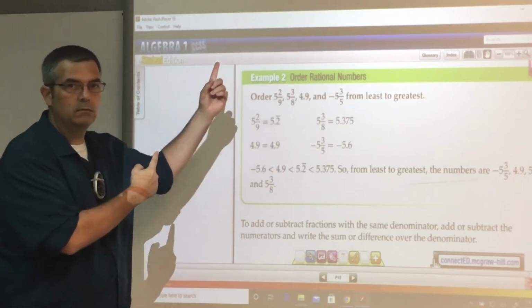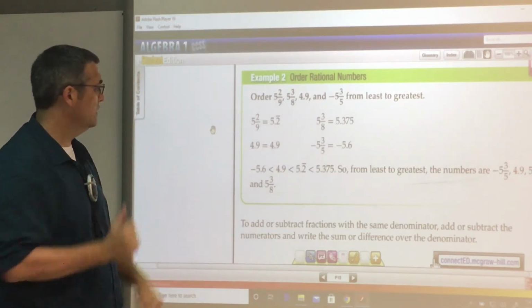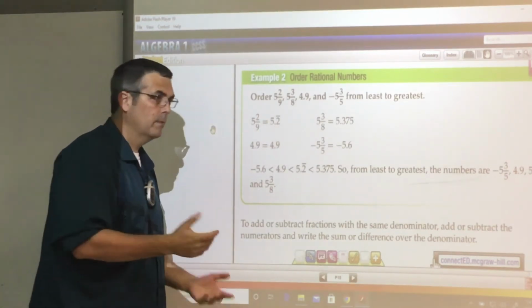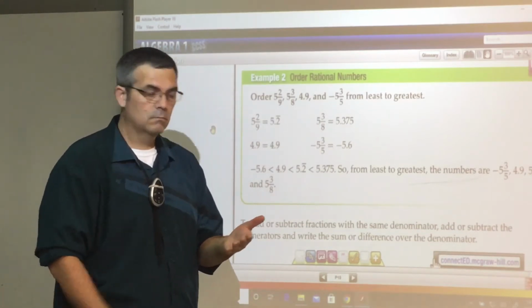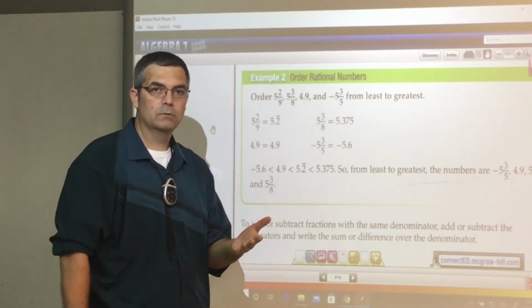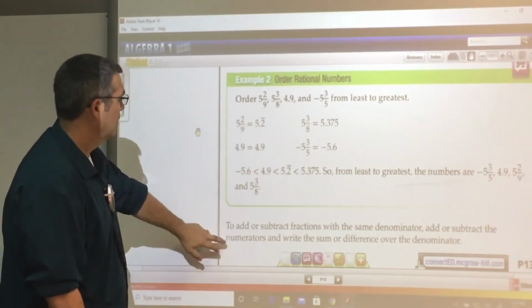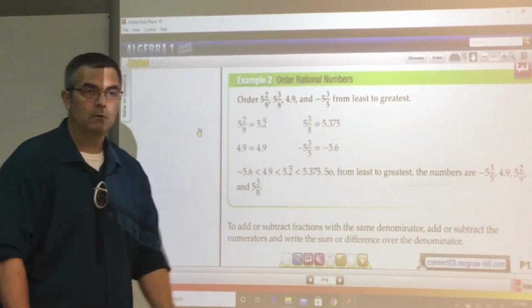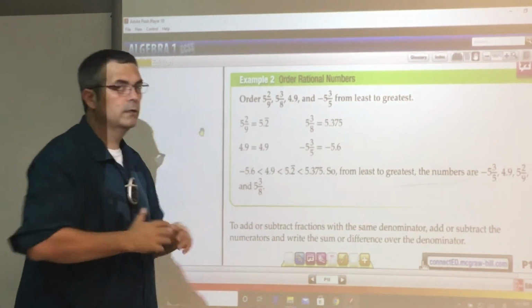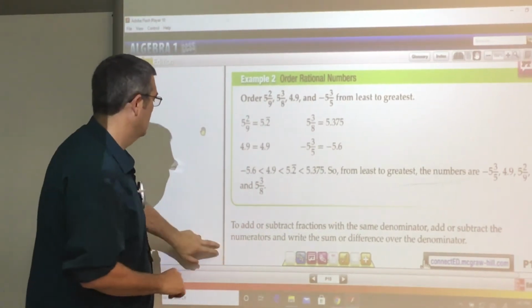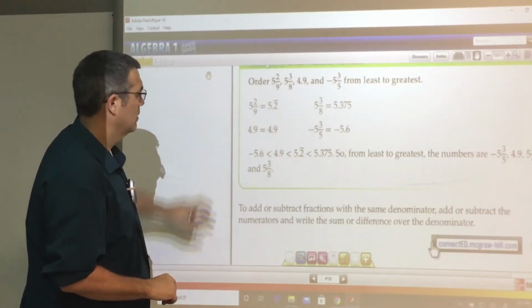Well, we just did that. Just divide the numerator by the denominator. If you're doing it on a calculator, top number goes in first, divided by the bottom number. Make sure you can do that, and then go from there. So comparing, ordering, not that big a deal. Should be able to do it.